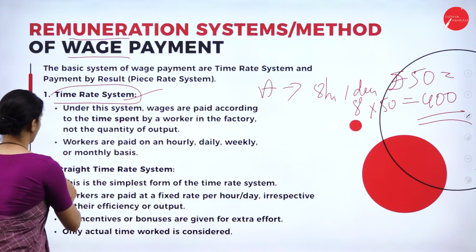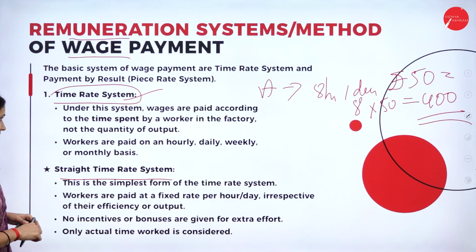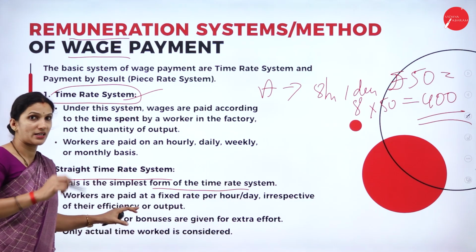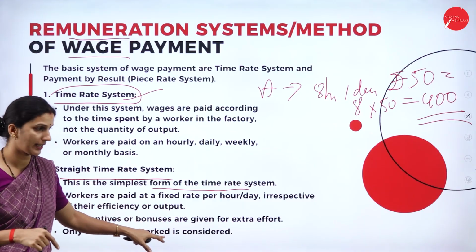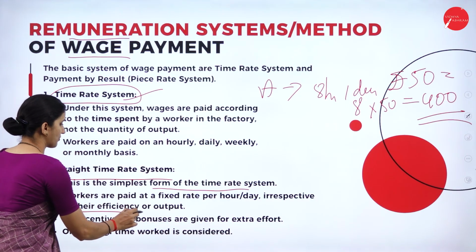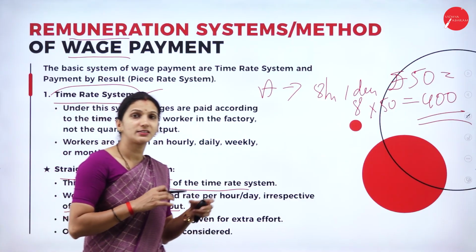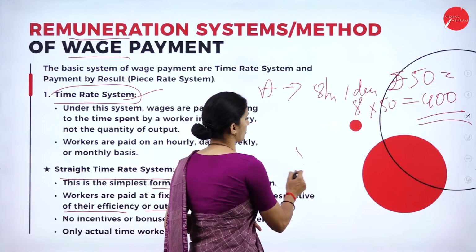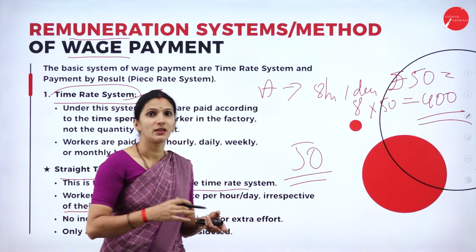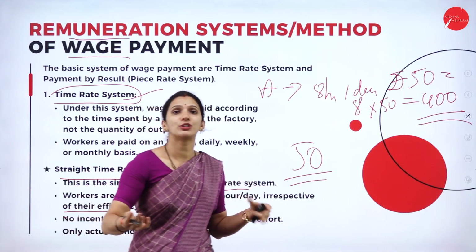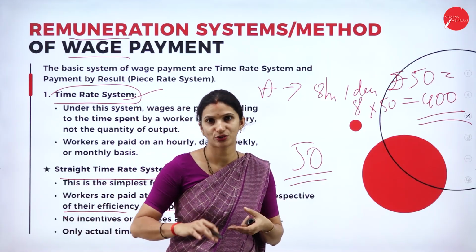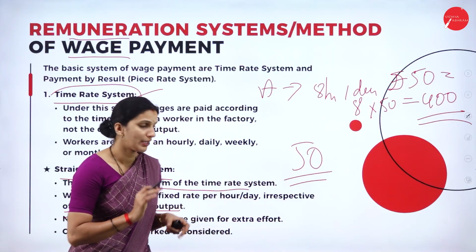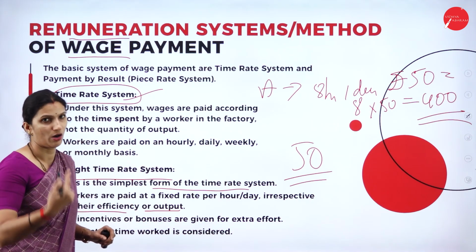Under that we have the straight rate system. This is the simplest form of the time rate system. The workers are paid at a fixed rate per hour or per day, irrespective of their efficiency or output. For example, one hour is fixed at rupees 50. Maybe his efficiency is low; what units are produced in that one hour, we are not going to consider. The fixed hourly rate is given to that worker without considering his efficiency or output.